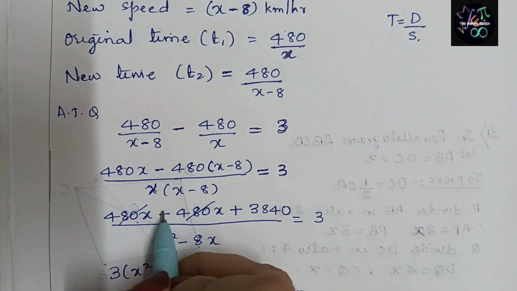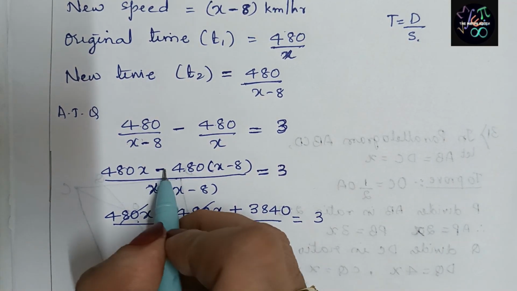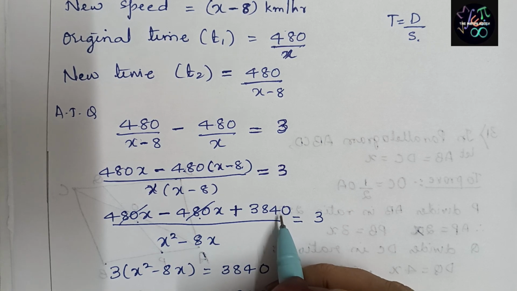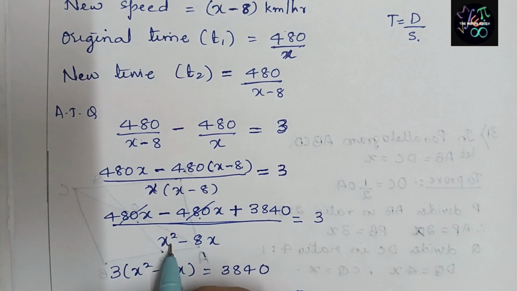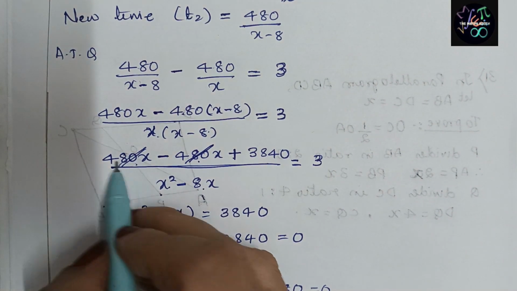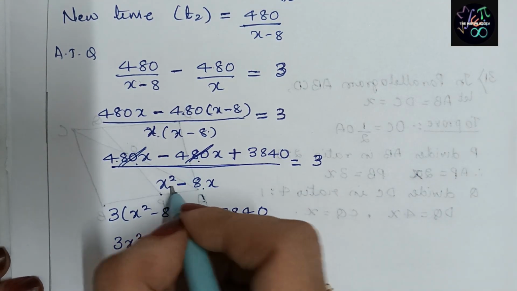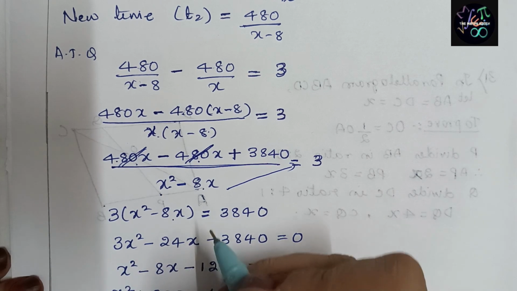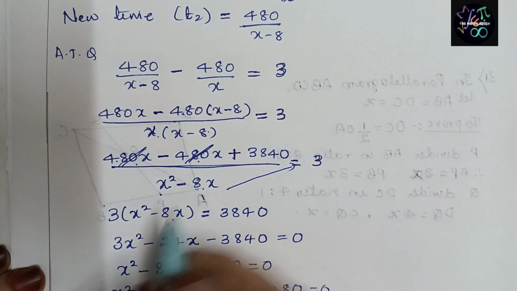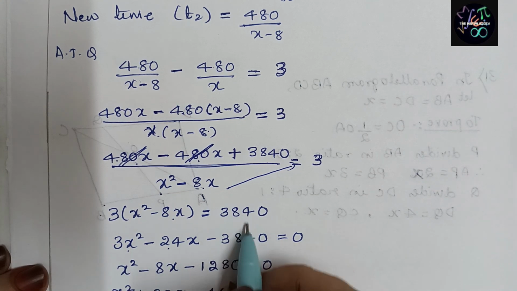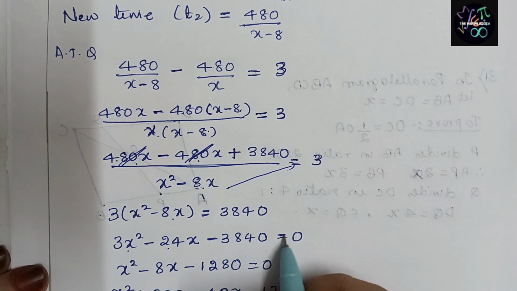Now 480x as it is, minus 480 into x, 480x, minus minus plus 480 into 8 is 3840. I have multiplied the denominator x into x, x square, minus 8 into x, 8x, is equal to 3. The 480x got cancelled because one is plus and one is minus. Now let us cross multiply: x square minus 8x is multiplied by 3. 3 into x square minus 8x is equal to 3840. So 3x square minus 3 eights are 24x. This 3840 I brought here: minus 3840 is equal to 0.